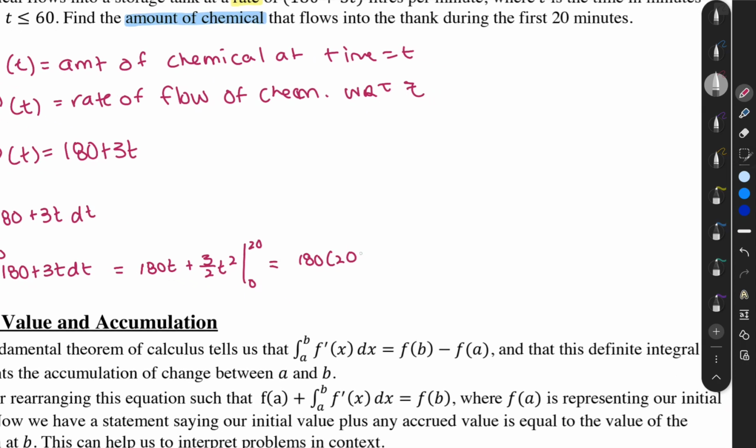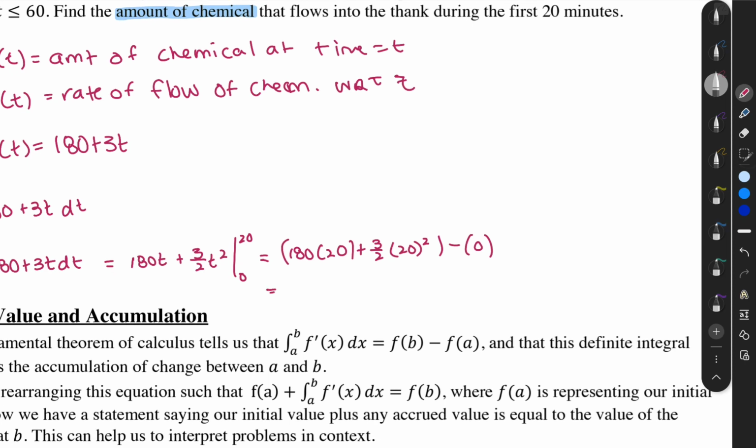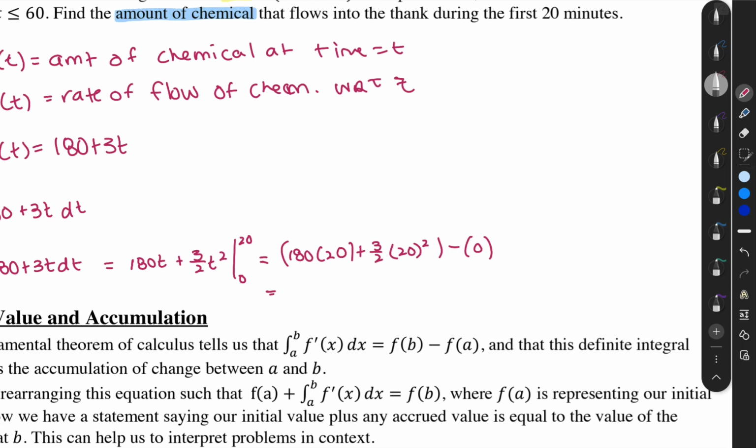And so I sub in, I say, how much chemical did I have at 20 minutes, give or take, without that C value? Minus, how much chemical did I have at the start? And it looks like it was 0. And that's going to tell me 180 times 20. So 3,600 plus another 800, it looks like. I'm getting 4,200.